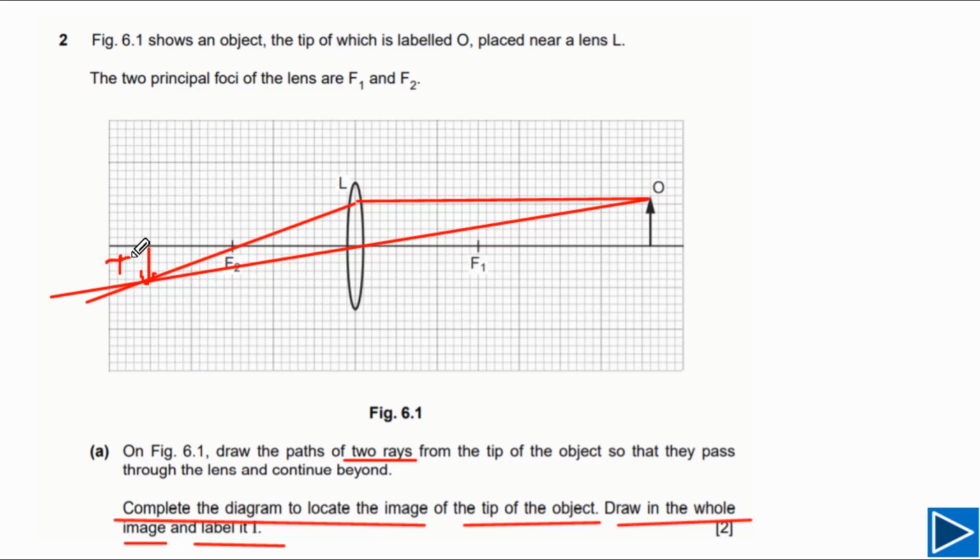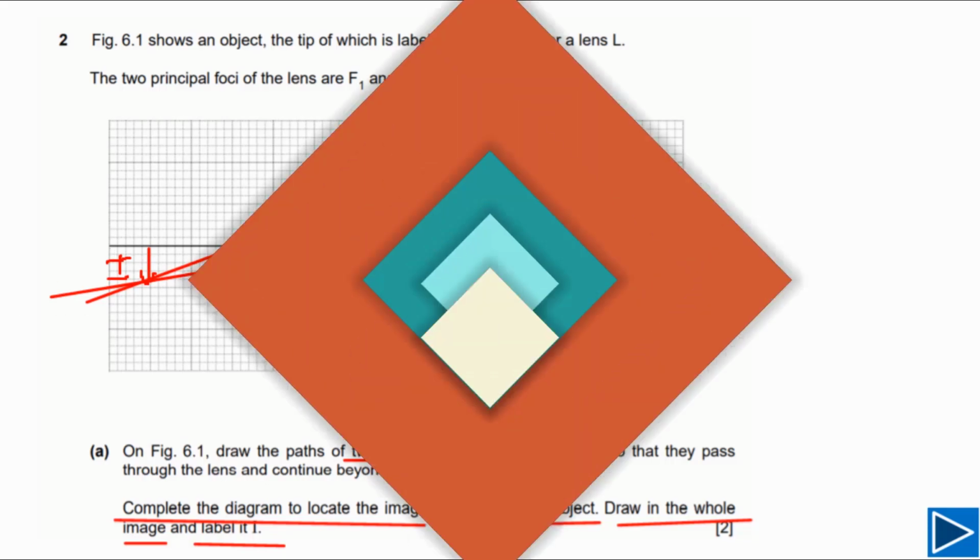We need to label this one using letter I. So this is how we can label. We can also draw small arrows here. That's all we need to do for this question.